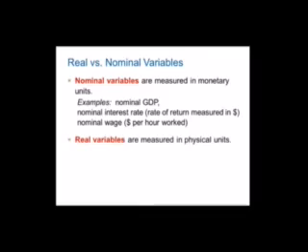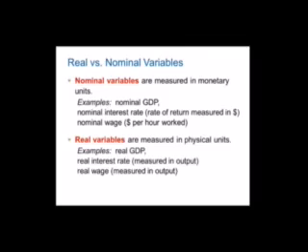Real variables, on the other hand, are measured in physical units. Real GDP was one: we kept prices constant, and then we measured how much more a country produces. We talked about real interest rates, where the nominal interest rate minus the rate of inflation gives us the real interest rate. And real wage is measured in output. Basically, if I work an extra hour, how much more can I purchase?